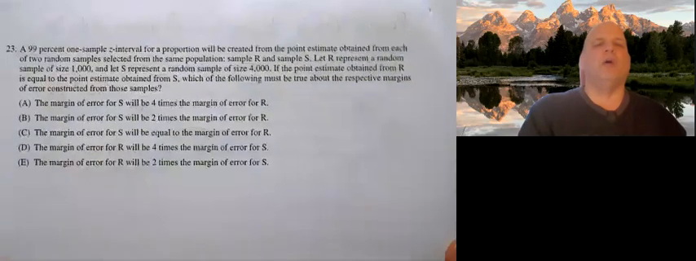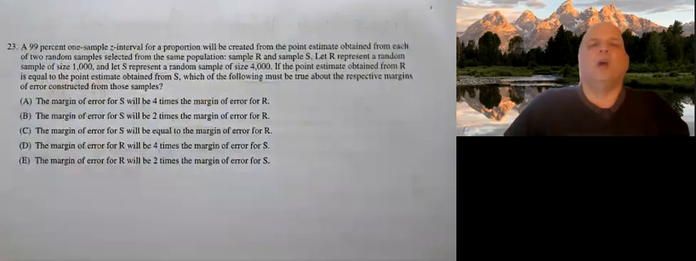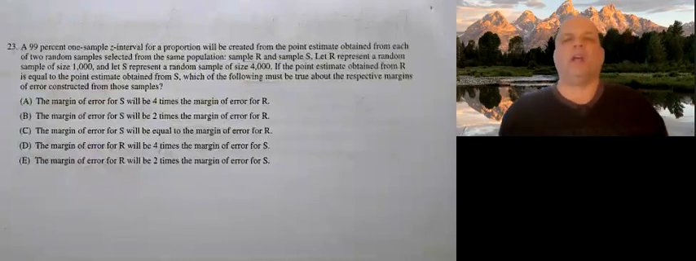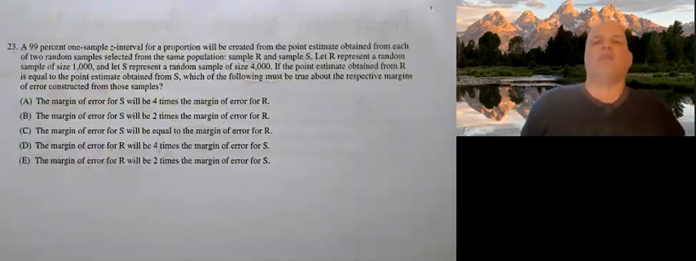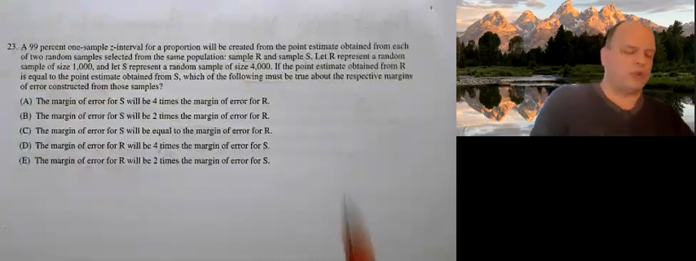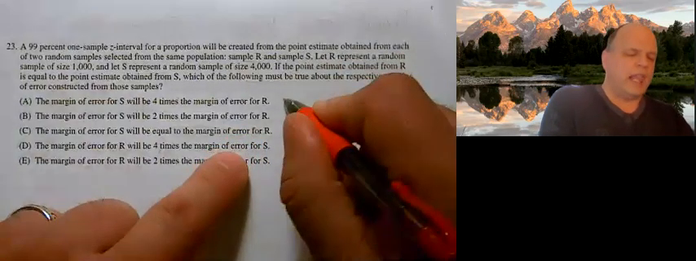Number 23, a 99% one sample Z interval for proportion will be created from the point estimate obtained from each of two random samples selected from the same population. Sample R and sample S. Let R represent a random sample of size 1000 and let S represent a random sample of size 4000. If the point estimate obtained from R is equal to the point estimate obtained from S, which of the following must be true?